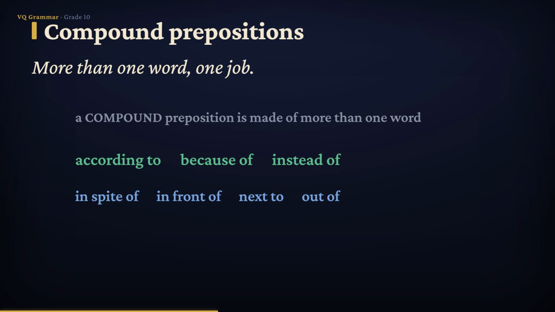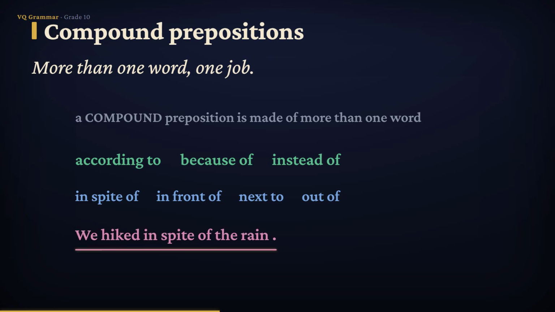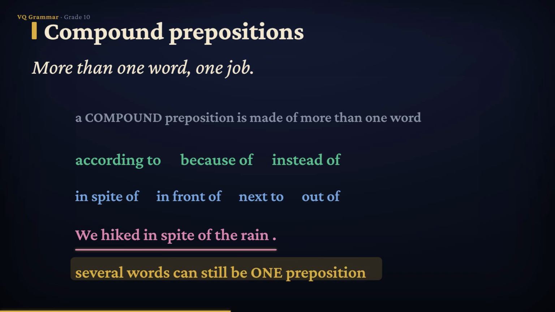Let's watch one at work. We hiked in spite of the rain. The whole chunk, in spite of, is the preposition, and rain is its object. So don't let the extra words fool you. Several words can still add up to one preposition.